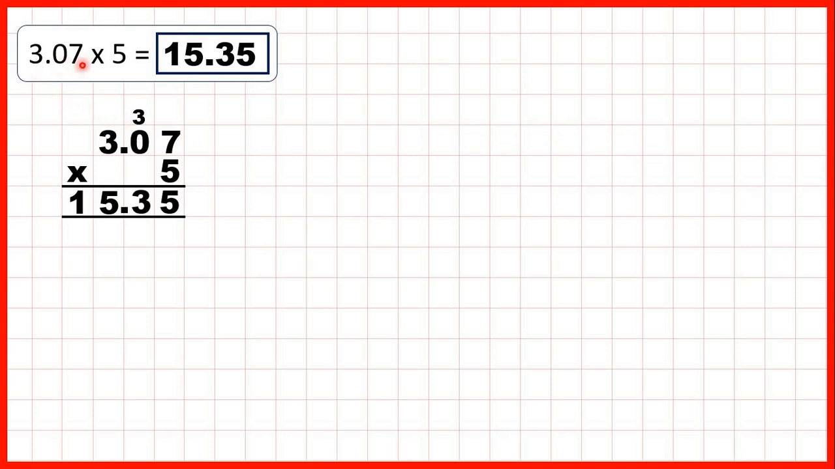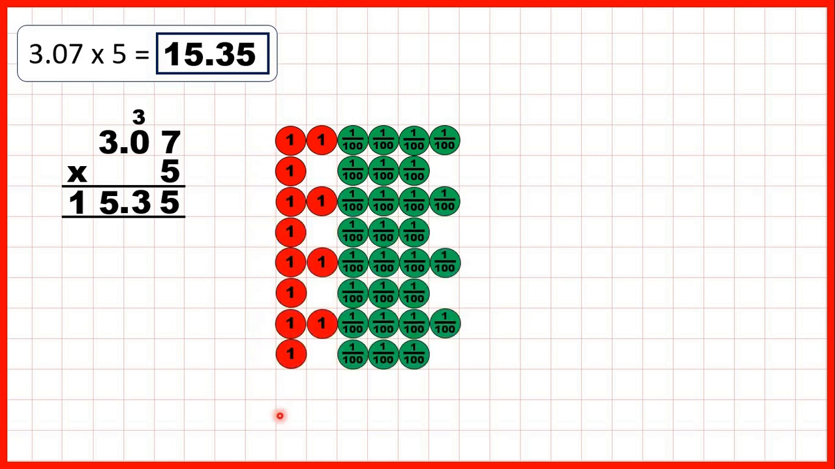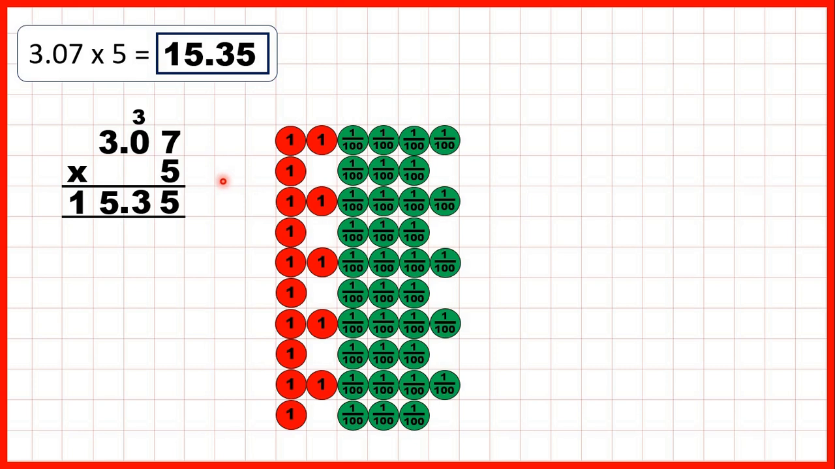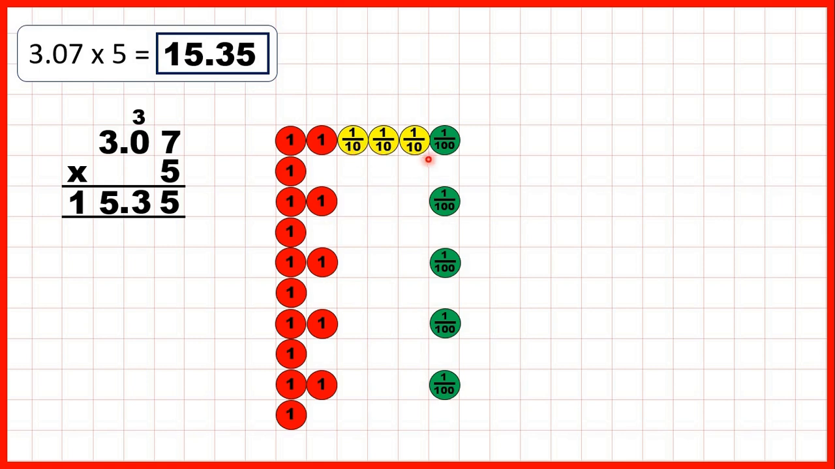Then we had 3.07, so that's 3 ones, no tenths, and 7 hundredths. To multiply by 5, we can show this 5 times. Now we have 35 hundredths, but 35 hundredths is the same as 3 tenths and 5 hundredths, because 10 hundredths can be pushed together to make 1 tenth. So if 10 hundredths is exchanged for 1 tenth, you can see that we now have 3 tenths and 5 hundredths, so that's why we write the 3 above our tenths column.